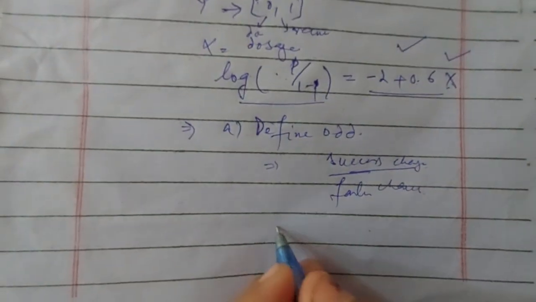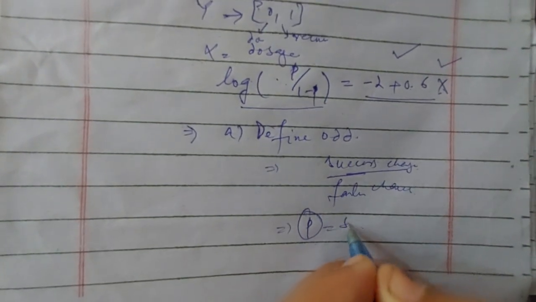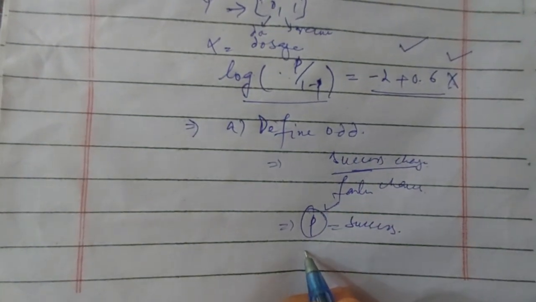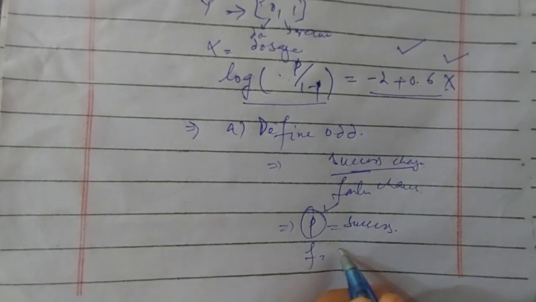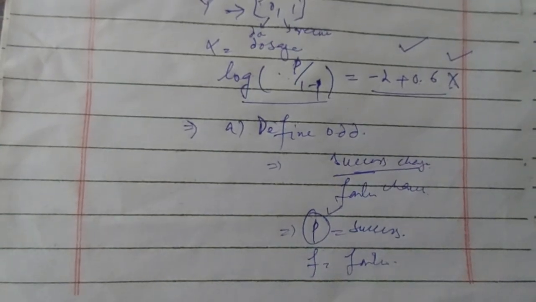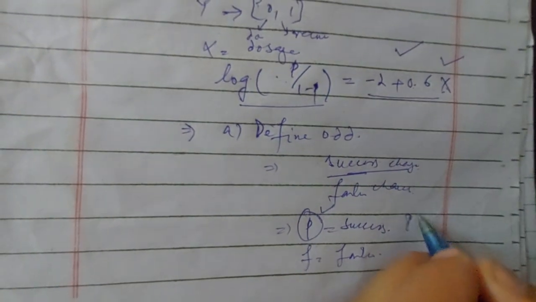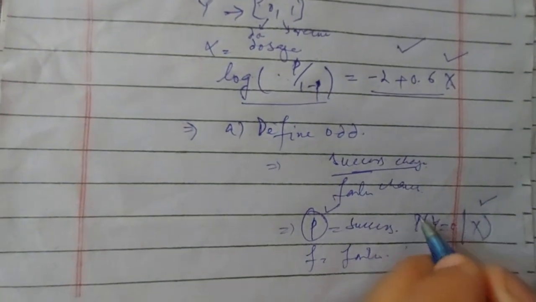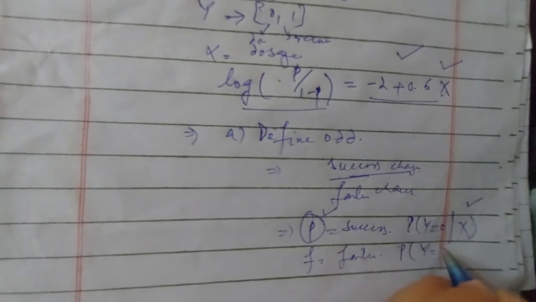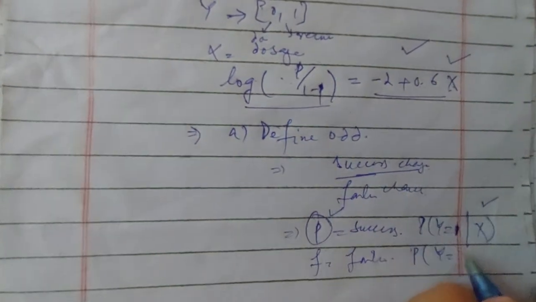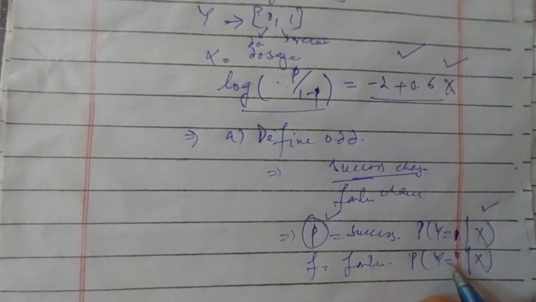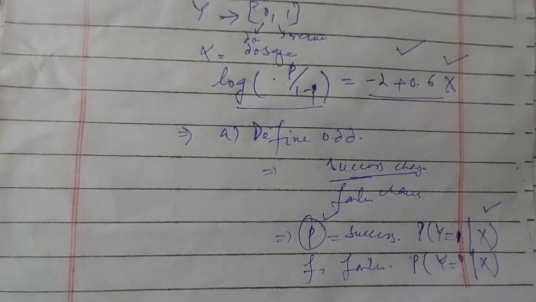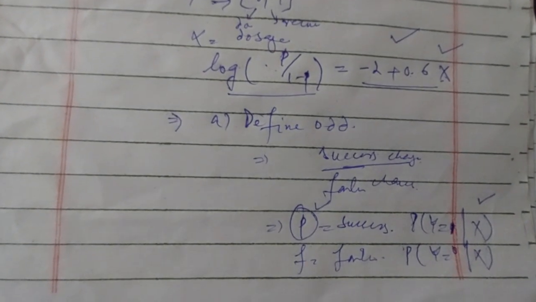We know that success chances is equal to p, the probability that y is equal to 1. And the failure is the probability that y is equal to 0. Let me write it over here. Probability that y is equal to 0 given x, for any specific value of x, and probability that y is equal to 1, sorry. Y is equal to 0 given x, probability that the output is 0, the patient does not recover, for any dosage value. So it is a relative thing.